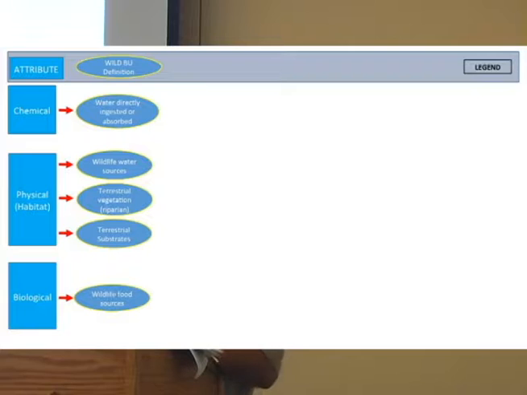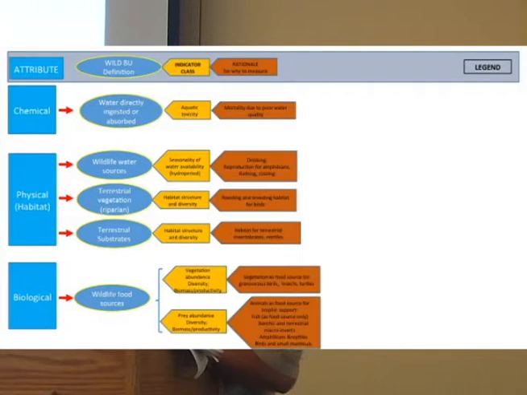You can do this for all the beneficial uses, right? And then we looked at indicator class. So what is the indicator class appropriate for that part of the definition? You can just see for water directly ingested or absorbed, we have aquatic toxicity. And then we thought it was important to have a rationale of why you want to measure that. It keeps you focused on what this is actually trying to achieve with that indicator class. So we did that for all of the indicator classes, and we have a rationale.